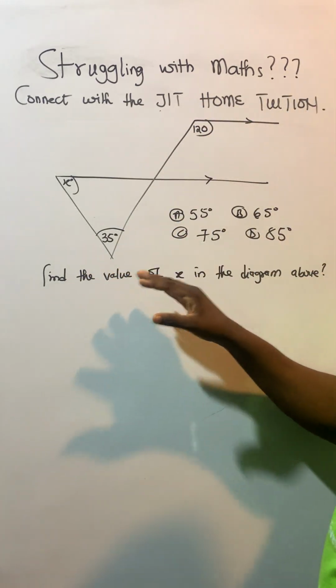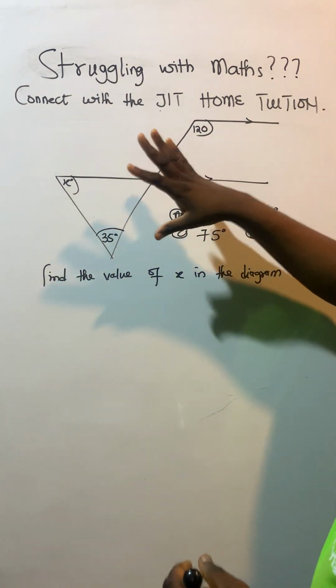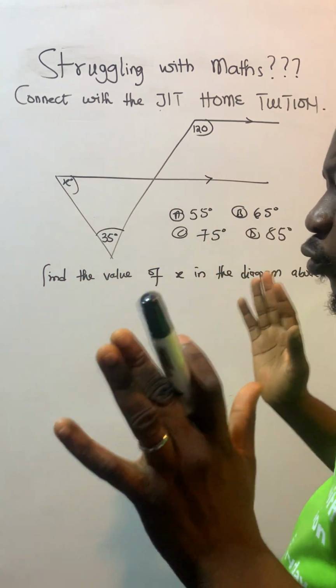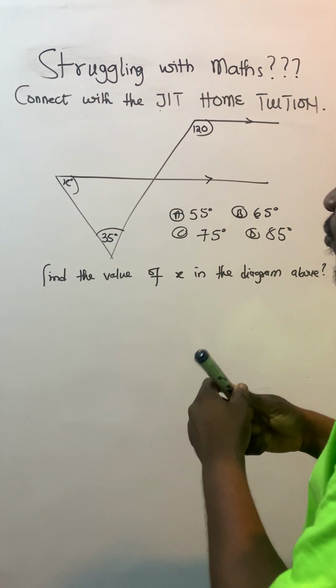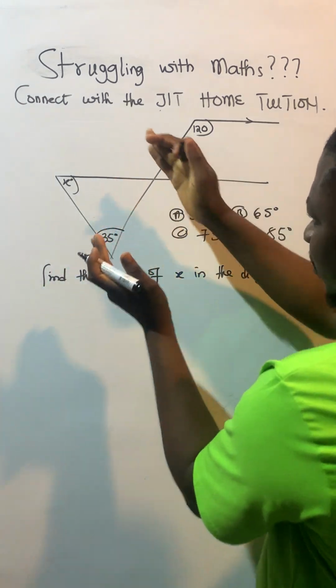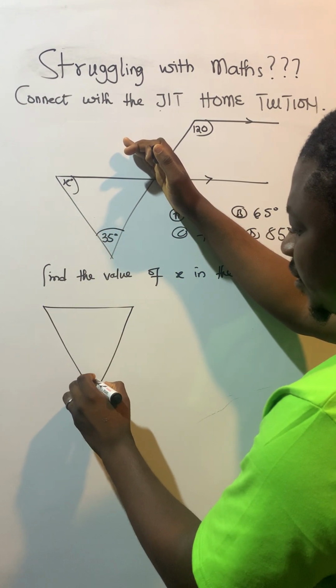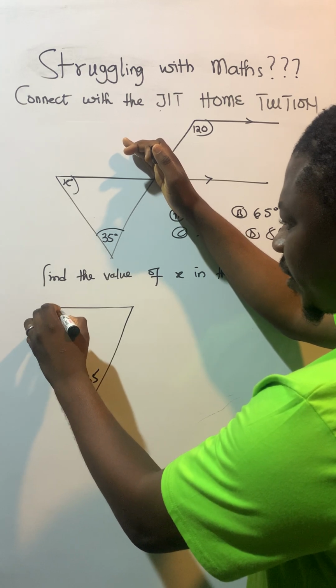The question says, find the value of x in the diagram above. This is where x is. Now, one of the easiest ways to look at it is that when you see this diagram, look at it. When you take this one away, you have something like this. This side is 35. Look at the position of x.